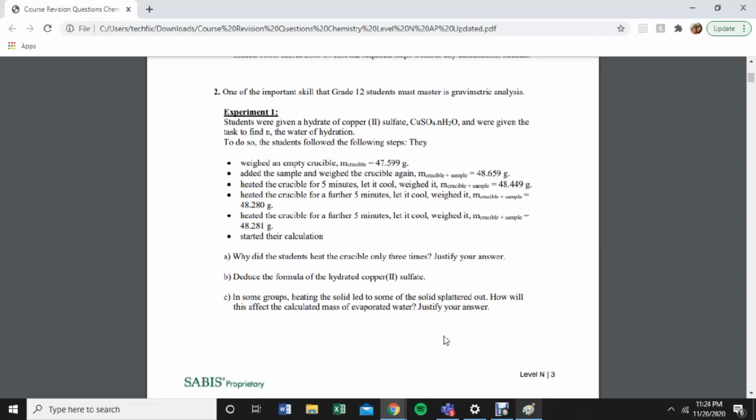In some groups, heating the solid led to some of the solid splattering out. How will this affect the calculated mass of evaporated water? Okay, basically, you wouldn't know that the solid splattered out, so you would count the loss in mass as water evaporated.